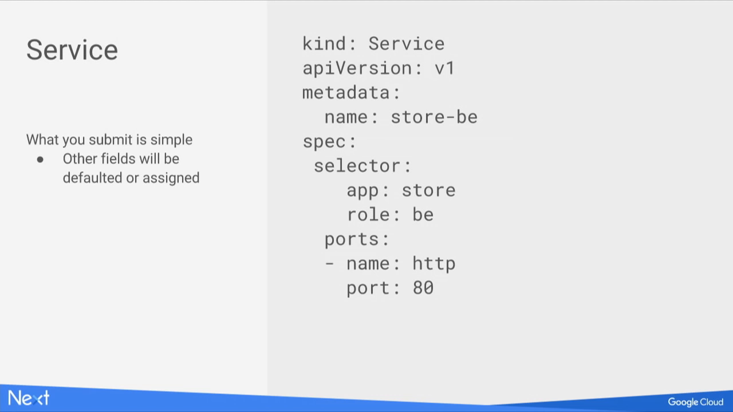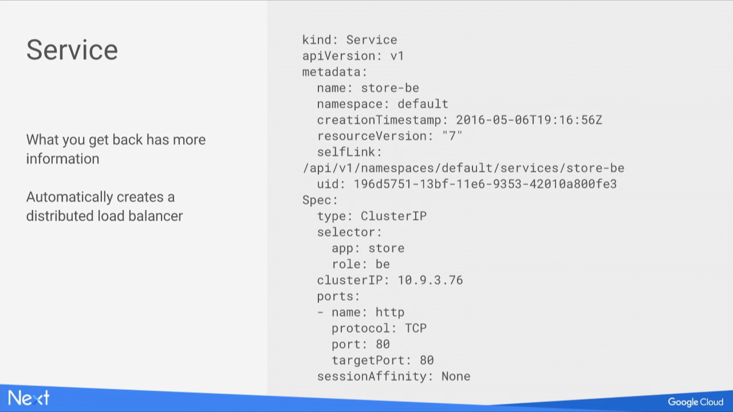So let's try to create a service. Here's the YAML. The field that really matters is the name. In this case, we're going to call it store-be, for maybe all the store backend pods. And the selector here says the app that matches store and the role that is backend. So the selector field is going to find all of the pods with these labels and associate them with this service. What you get back is some information from the Kubernetes API server.